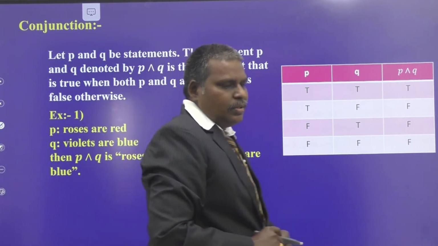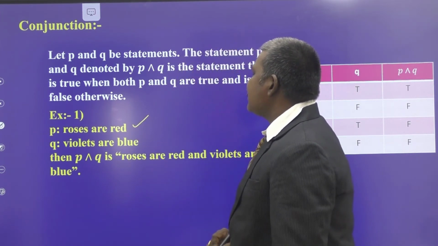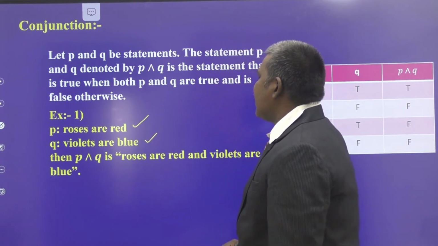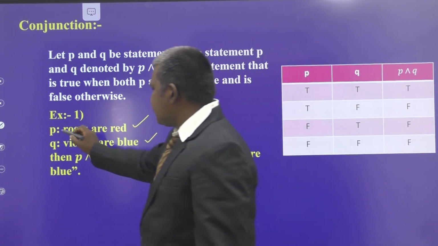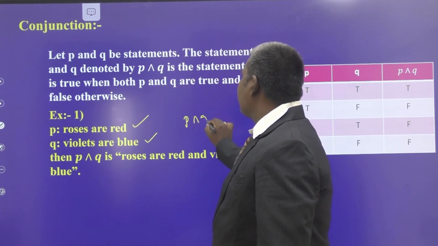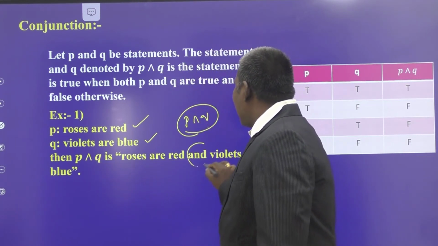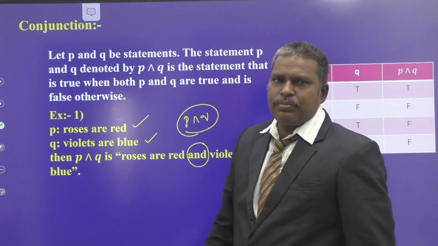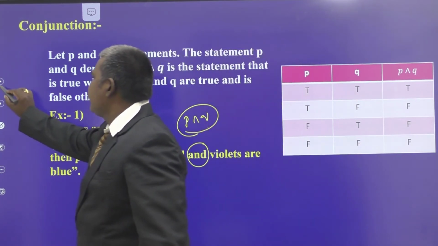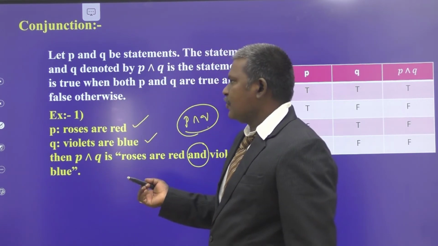Let us see this example. This is my first statement P: Roses are red. This is my second statement Q: Violets are blue. How to prepare P and Q? P and Q is: roses are red and violets are blue. This is an example. Its truthness depends upon the results.